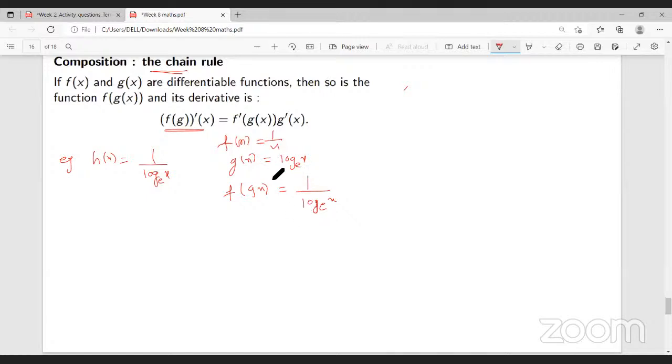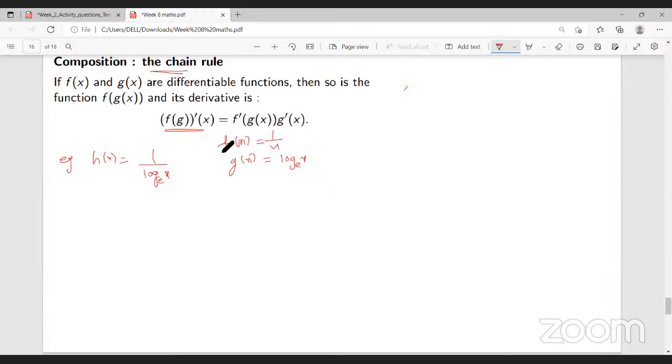Yes, sir, but I'm not getting it. Okay, I want to find out the derivative of 1 upon log x only. So how will you find it? Is there a direct derivative for that? No, right? So how to find the derivative of this function, 1 upon log x? Why do we not do the direct derivative of 1 by x?